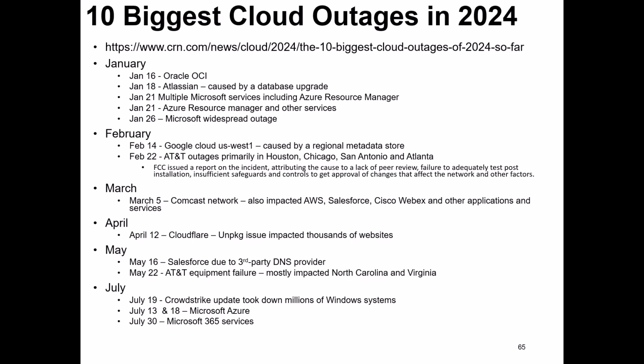And the FCC's actually been getting involved in those. Comcast went out in March. Then we have the major Cloudflare issue that took thousands of websites and businesses down back in April. And in July, we had the massive CrowdStrike one, which took down millions of Windows systems and impacted basically all of us. So be aware that these are happening, and that you do need to plan for your business, whether it's you being in the cloud or things like your email systems and other applications being in the cloud. Make sure you understand what the impact would be of a full outage, because they're happening more and more.